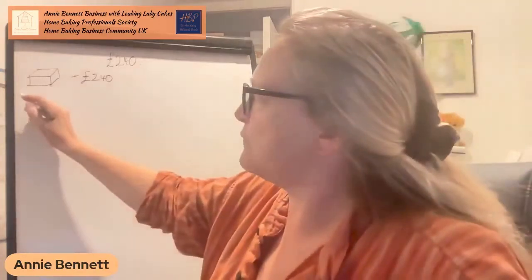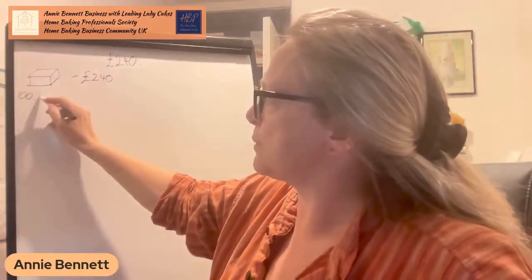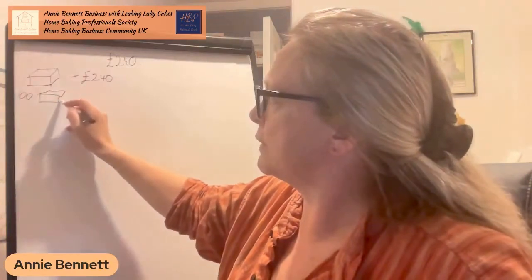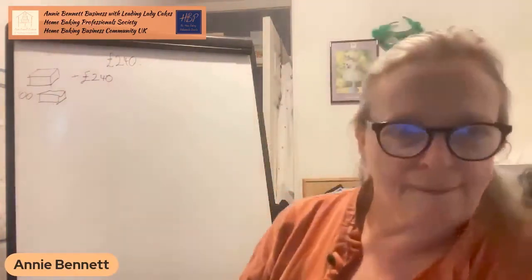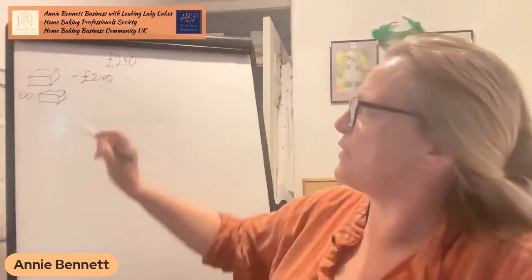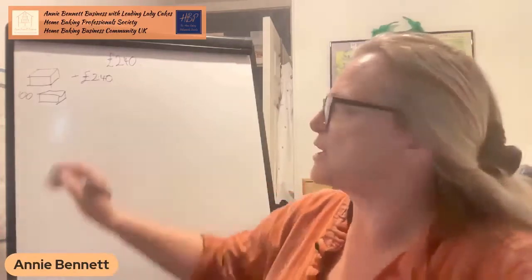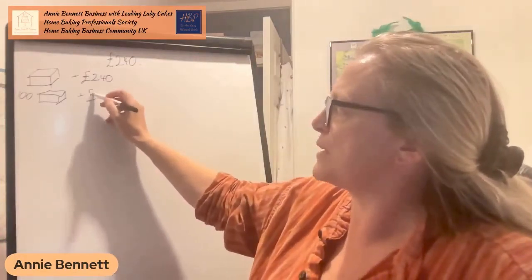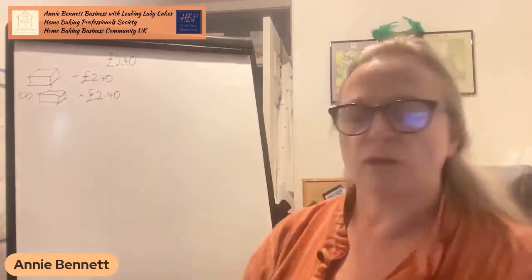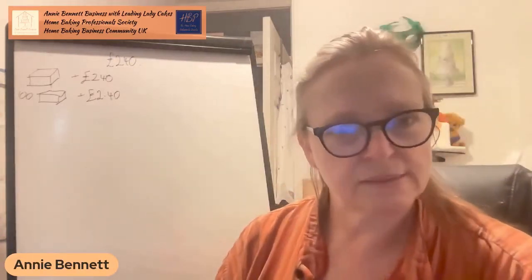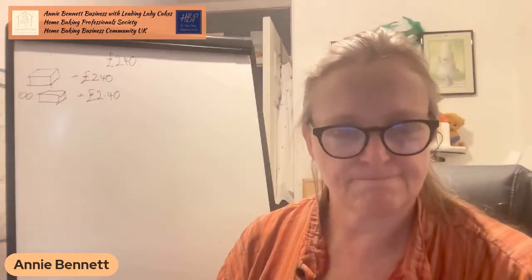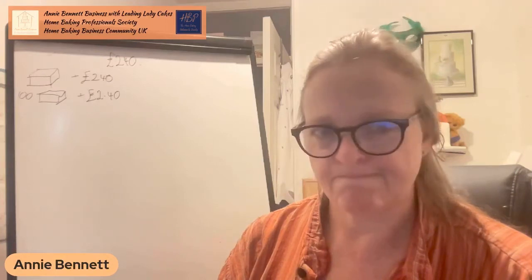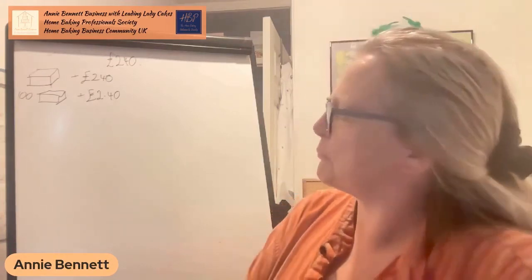If you sell 100 treat boxes, you're going to divide that 240 by 100. So you've got to add £2.40 to your costing to cover your overheads. Yes? I hope that makes sense.